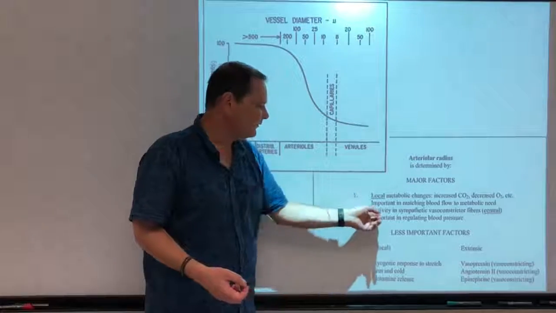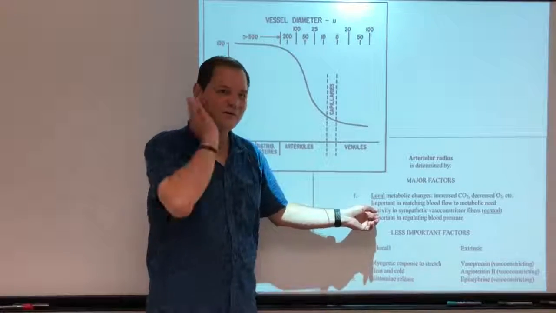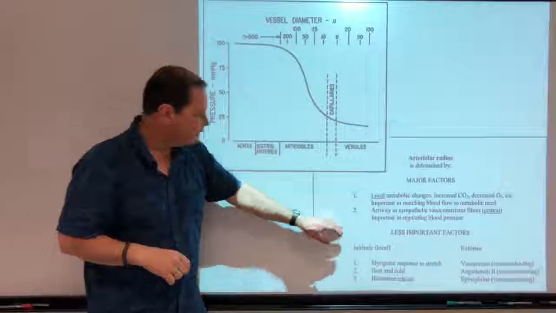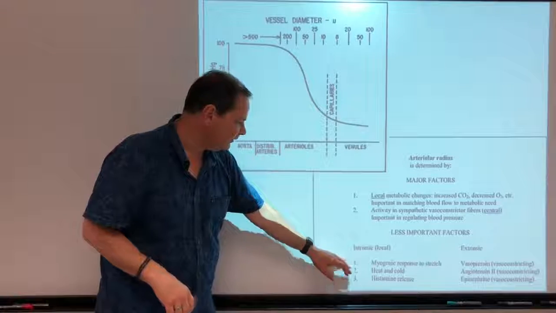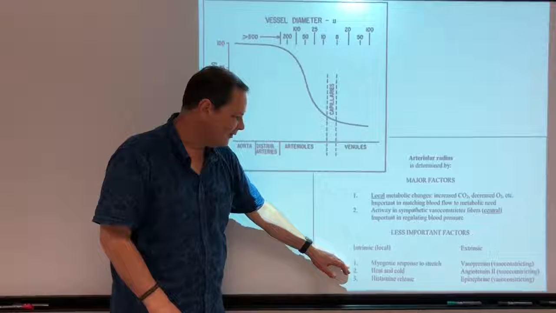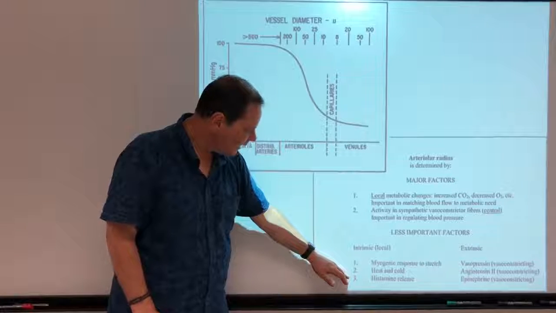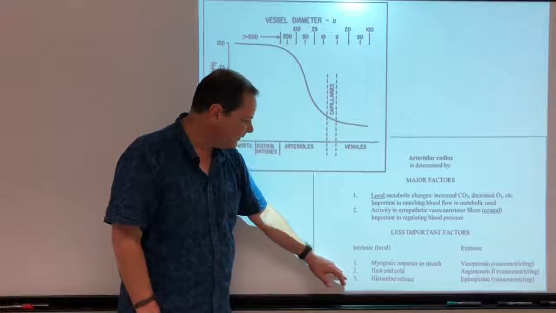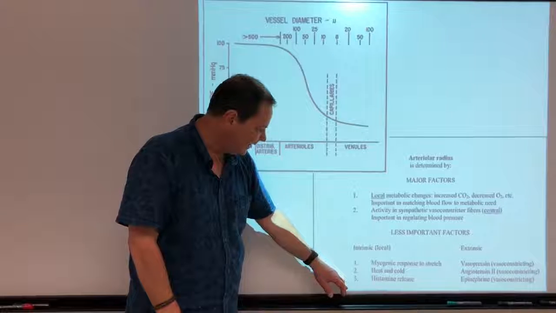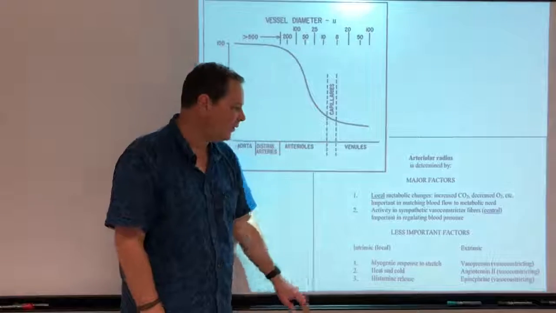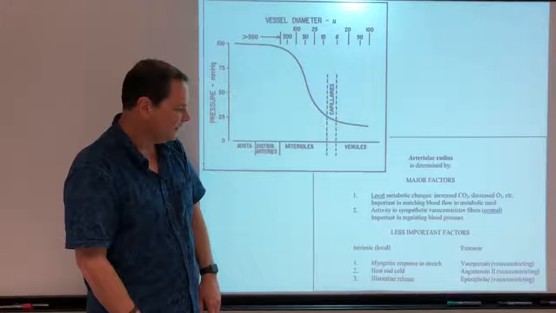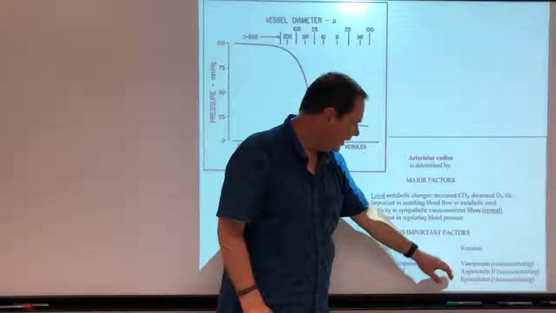The central response is more involved in maintaining mean arterial pressure as detected by the baroreceptors. We'll talk about that in a minute, okay? So your local factors in turn include the myogenic response to stretch. I'll tell you right now, not a whole lot is known about that, but I will describe it. Heat and cold is a local response which will cause you to constrict or dilate. And histamine release will cause different changes in arteriolar diameter locally.